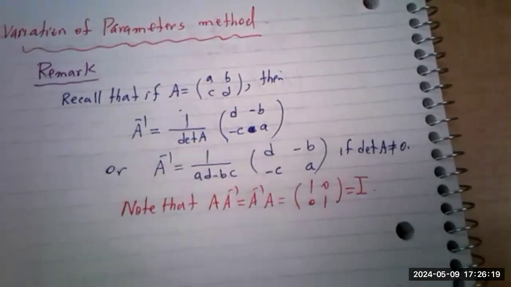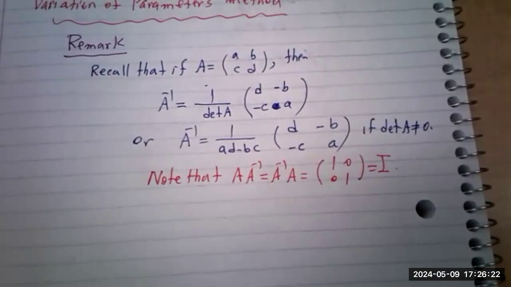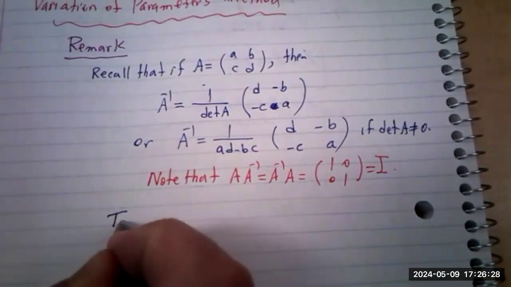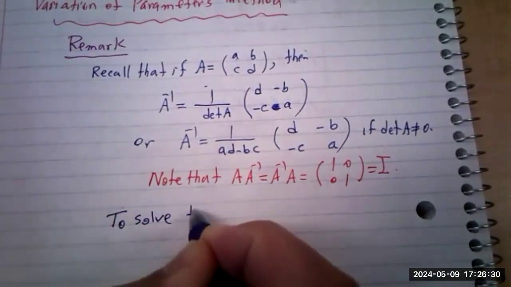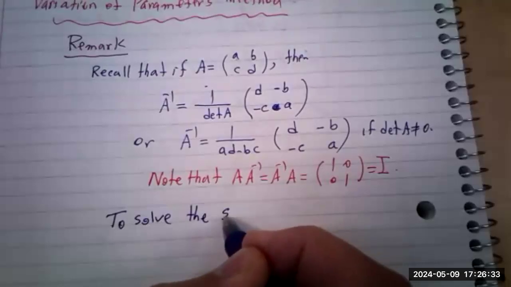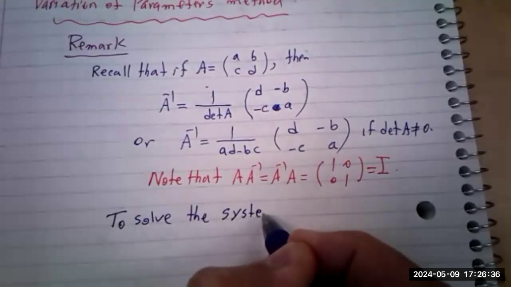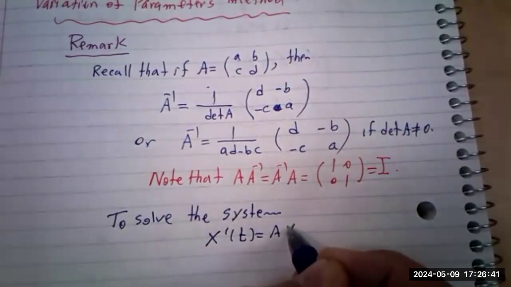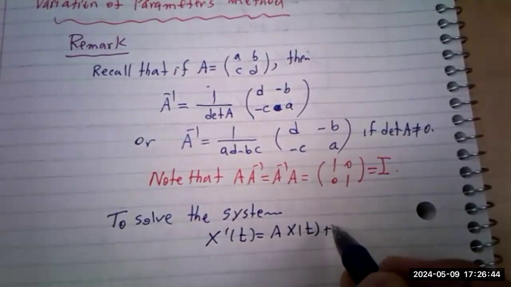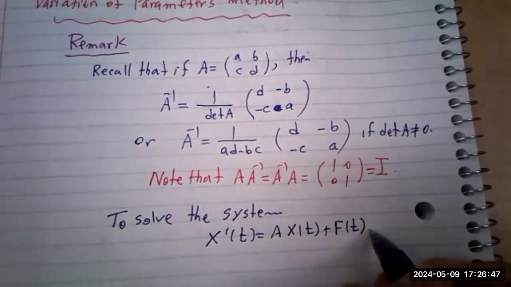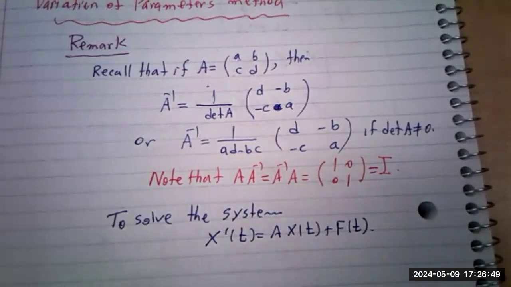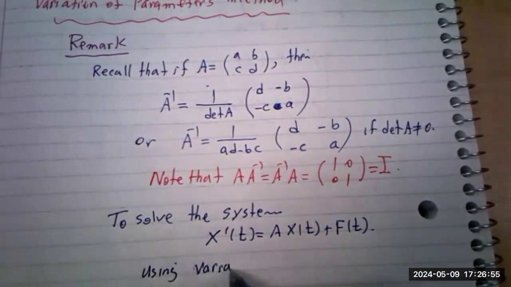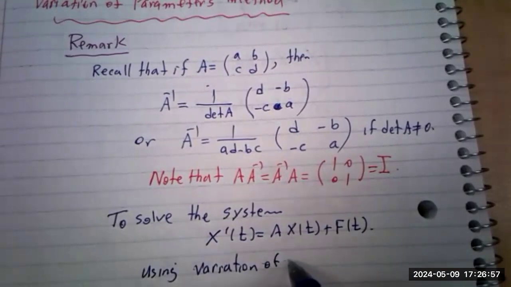Now let's see how we're going to design the method of variation of parameters. There you go. We have a system to solve. This time it's going to be x prime of t equal to A times x of t plus f of t. You know that we have to use the variation of parameters method.